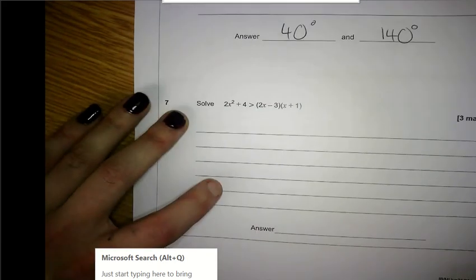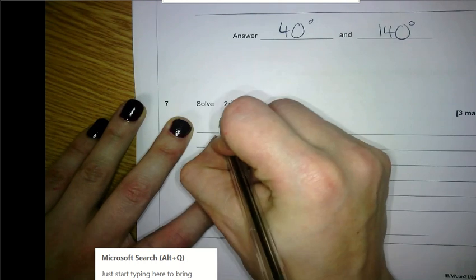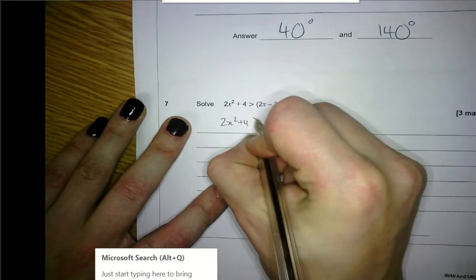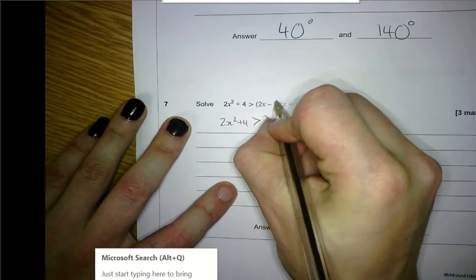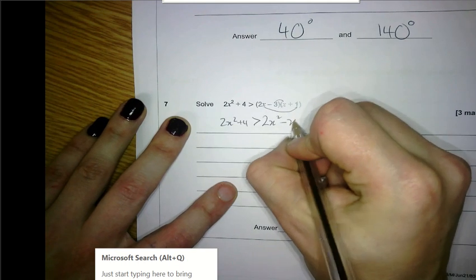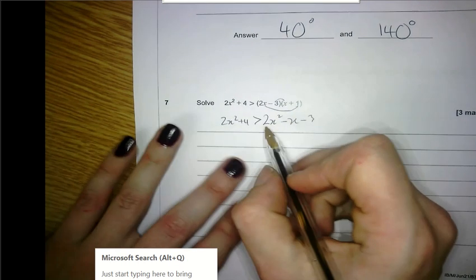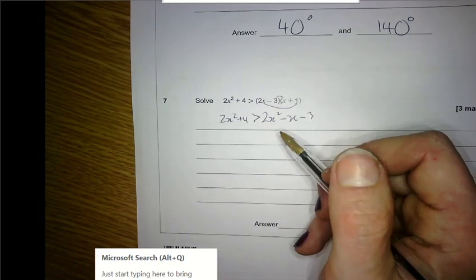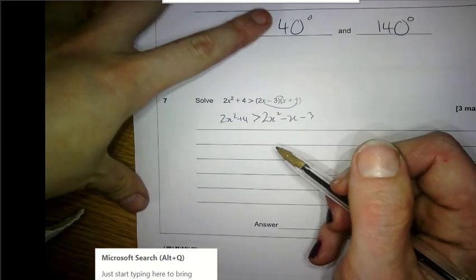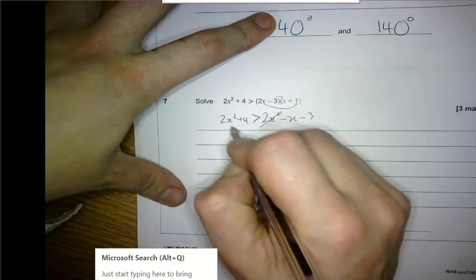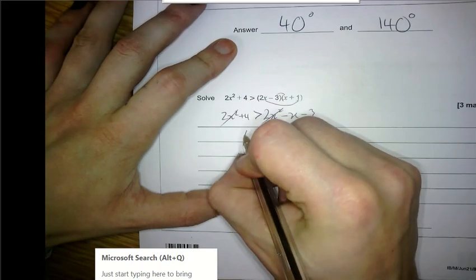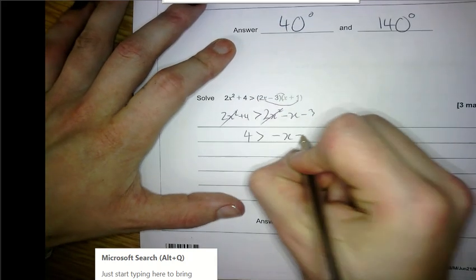7. Solve. I'm going to expand my right-hand side. So 2x squared plus 4 is greater than 2x squared minus 3x plus 2x is minus x, minus 3. And I am going to subtract 2x squared on both sides. So I'm left with 4 is greater than negative x, subtract 3.